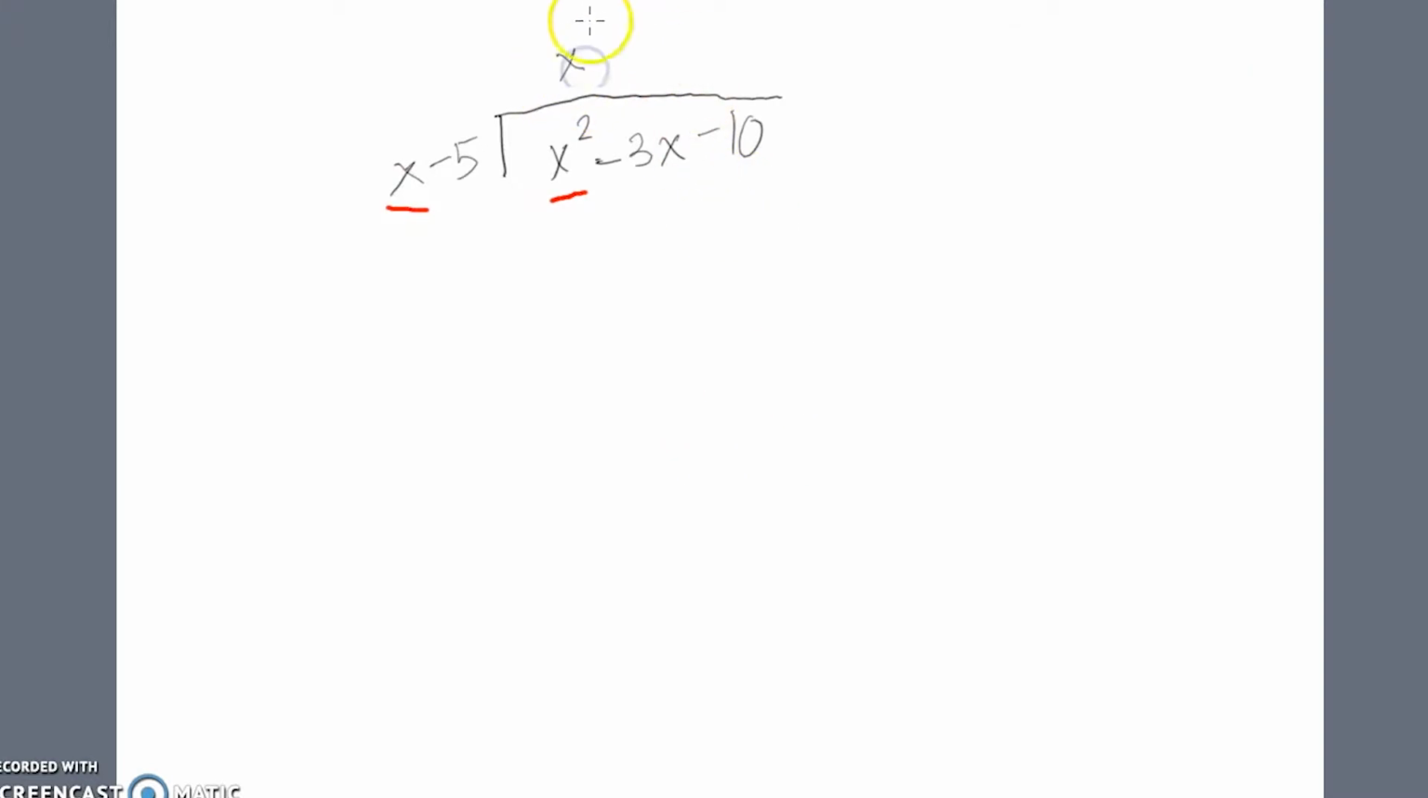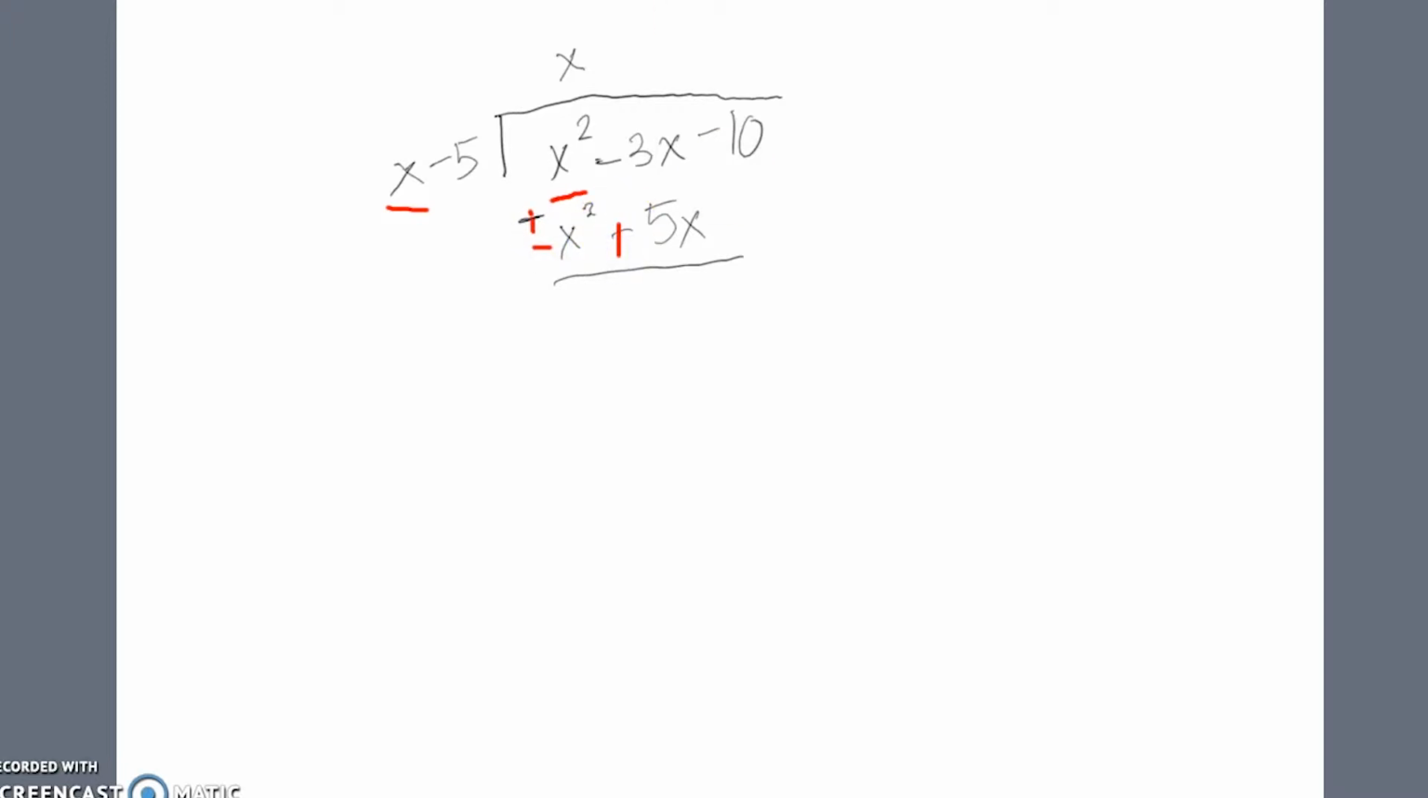Now, we take that x and multiply it by the divisor, x minus 5, using the distributive property of multiplication. We place the result underneath the dividend and align to the first term. Similar to division with normal numbers, we now perform subtraction. Take note to change the signs of the terms in the second line and subtract downwards. Next, we carry down the last term.